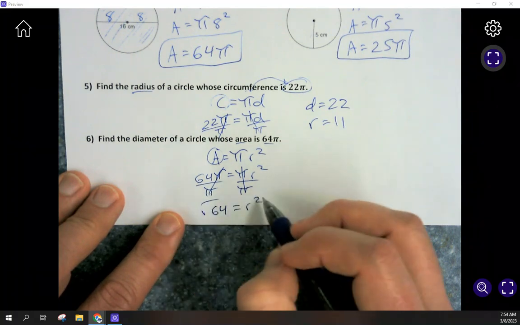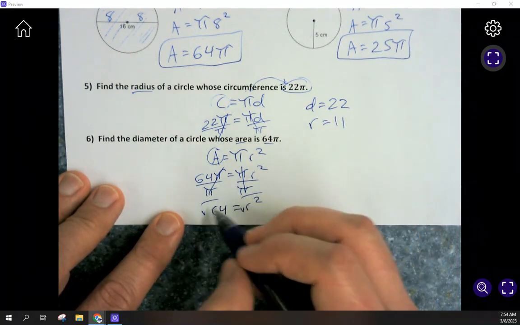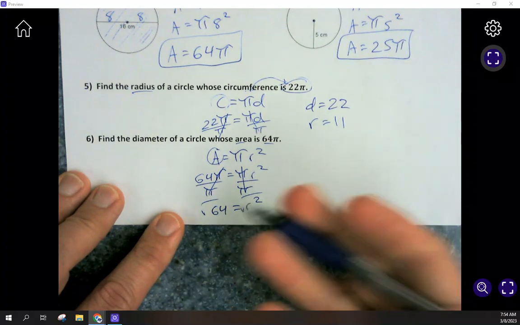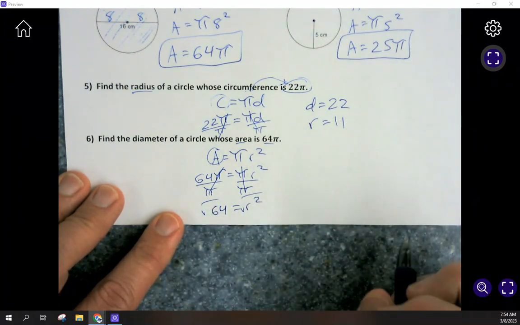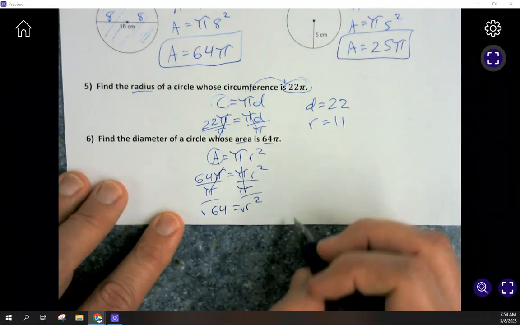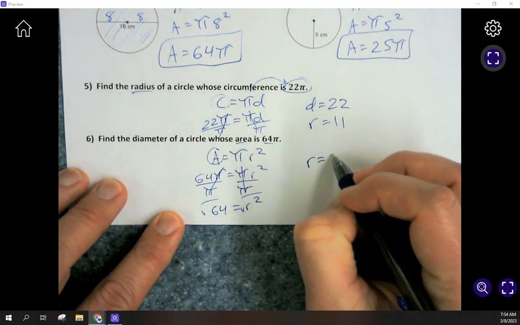Remember, whenever we get to this point, we're going to take a square root, and now you might start to see, why is this in the same section? We were just doing radicals and triangles. Why are we doing circles? We're still talking about square roots. So you're square rooting that, and so your radius equals 8.